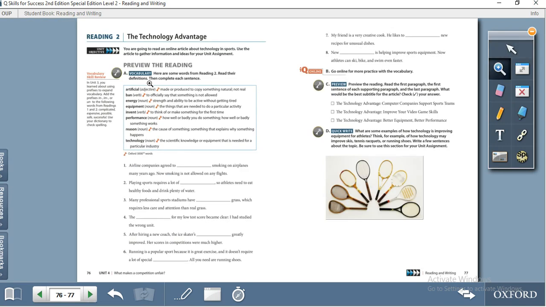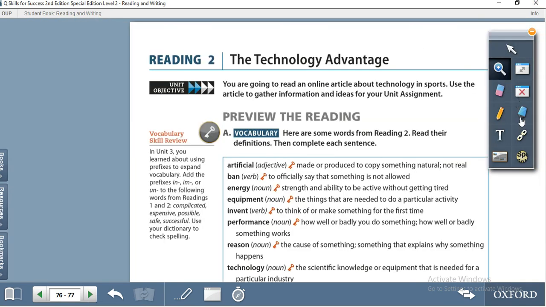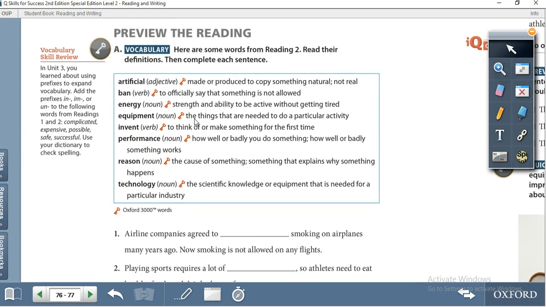Here we have reading 2, the technology advantage. What are the advantages of technology in modern games? First of all, we have to read the new vocabulary. You have to look at the vocabulary and note down how many words you already know, the meaning of how many words you already know. Then you have to match the words, not the definitions, but here are the words and you have to put the words in the blanks.